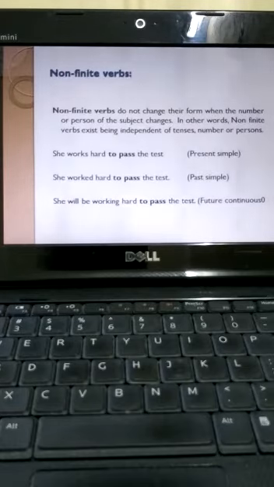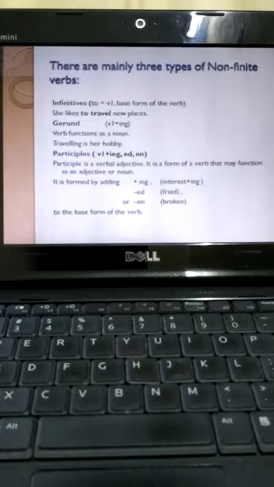Now non-finite verbs. These non-finite verbs do not change their form when the number or the person of the subject changes. In other words, we can also say that non-finite verbs exist independent of tenses, number or persons. When we look at these three examples given, we have changed the tense from present to past and past to future, but to pass has not changed. That means to pass is a non-finite verb in these tenses.